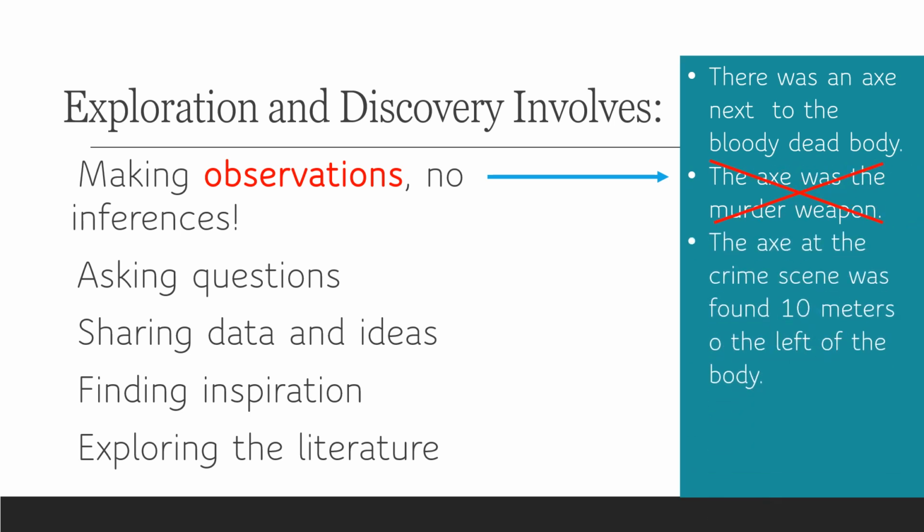The axe at the crime scene was found 10 meters to the left of the body. This is a description. The killer was left-handed and threw the axe to the left. Again, based off of the fact that we saw in the previous statement, the killer was left-handed is an inference. So that's not an observation.